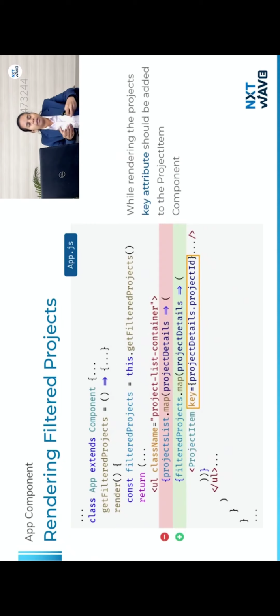Now when we are rendering the projects, instead of rendering the whole projects list, we'll only render the filtered projects. You can see instead of writing projects list.map, we are writing filtered projects.map. With this, only the projects corresponding to the tab will be displayed. One point to note here: in the project item, we have added the key attribute. Previously we understood that when we are rendering a list of components, it's important that you add this key attribute. Here we are directly making use of the project ID since it's unique for each project.